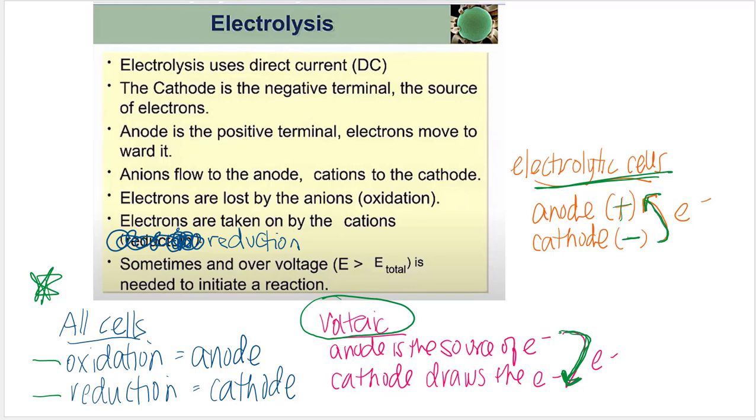So it is flip-flopped. And again, that external source is needed because this is a non-spontaneous reaction. It does not normally go from the cathode to the anode. That's why the external source is required. So voltaic cells go from the anode to cathode. In electrolytic cells, cathode to anode. Voltaic cells, or the galvanic cells, are spontaneous. The electrolytic cells are non-spontaneous.